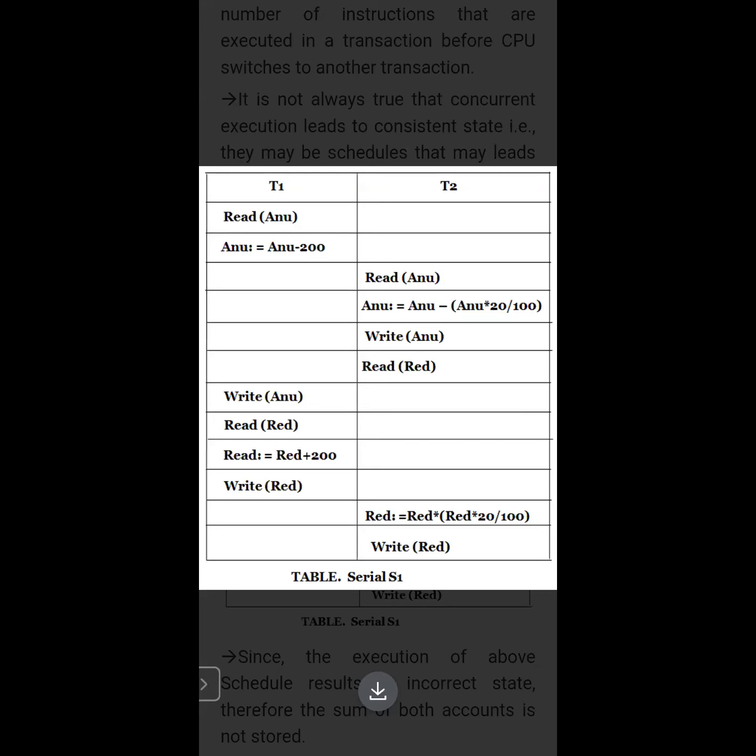So here the same thing will be performed, but if you observe here, we are allowing the chance for another transaction before the completion of the current transaction. Okay, so this type of schedule is referred to as a non-serial schedule. At the same time, this can also be referred to as an interleaved schedule.